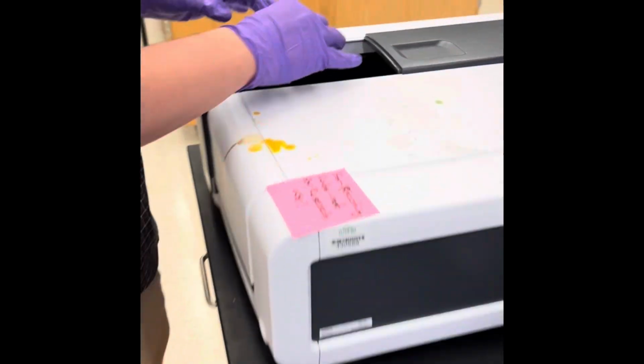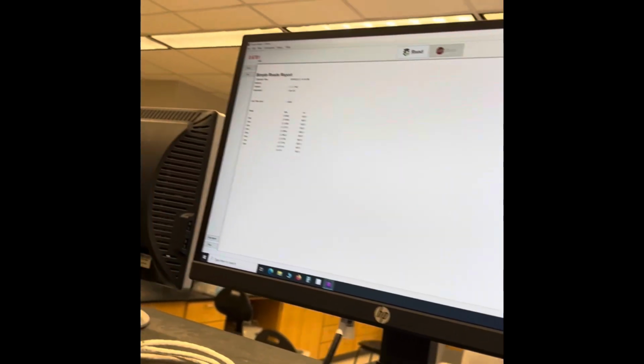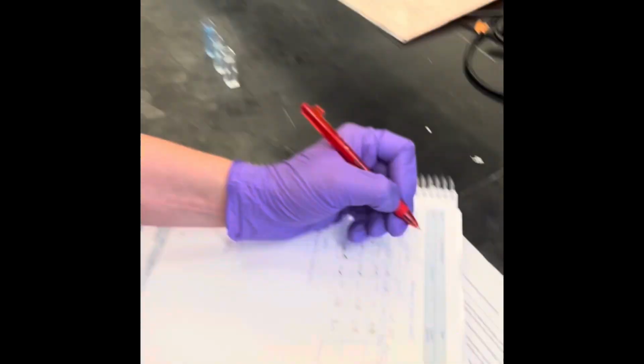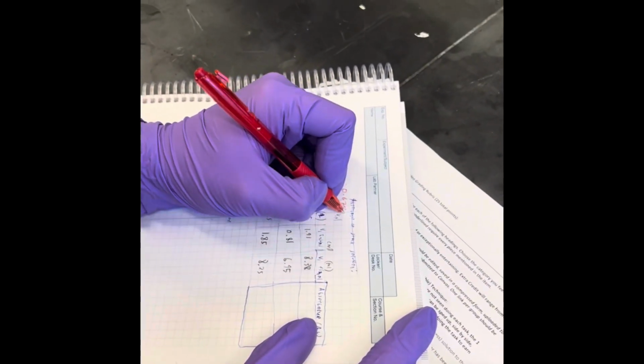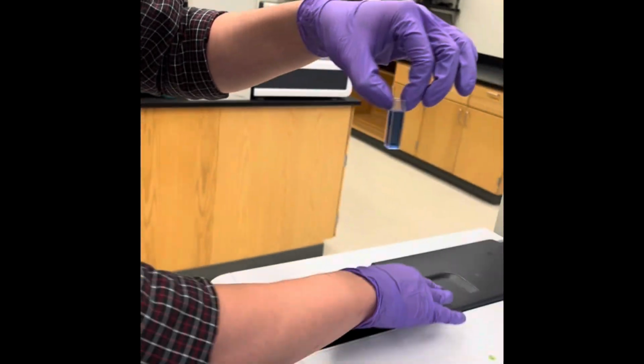The two sides of the cuvettes are being wiped by each group member. Each group member places the cuvette with the clean sides facing the beam. The spectrophotometer is closed before the scanning begins. Then we scan the absorbance of the sample.